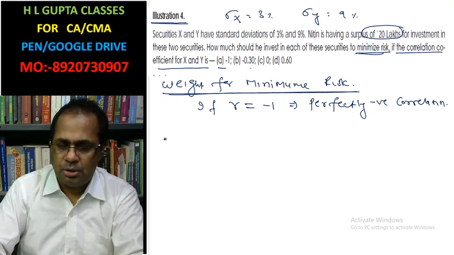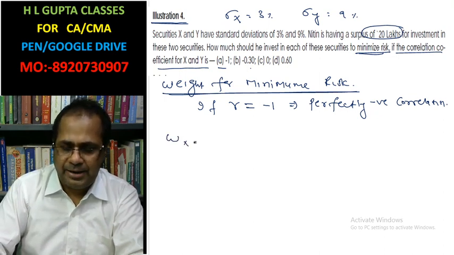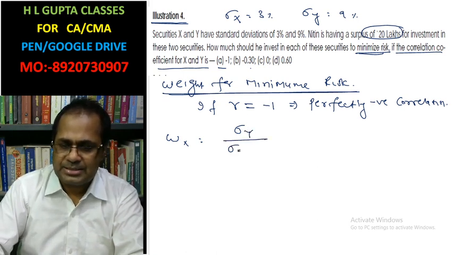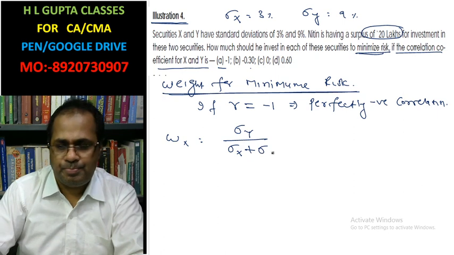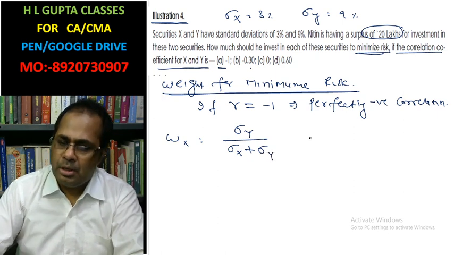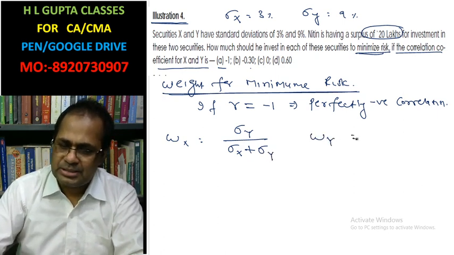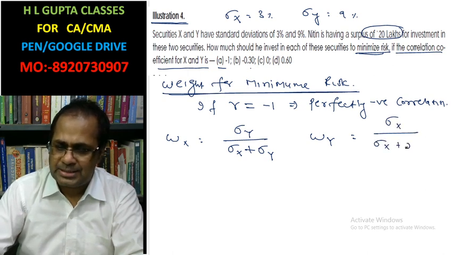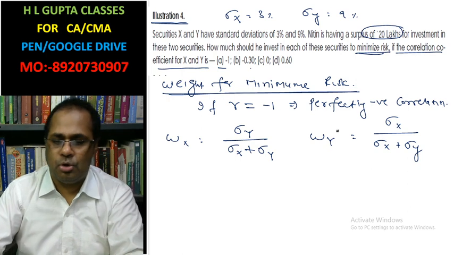In this case, weight for X equals the standard deviation of security Y divided by the standard deviation of security X plus the standard deviation of security Y. And weight for Y is the standard deviation of security X divided by the standard deviation of security X plus the standard deviation of security Y. Okay.